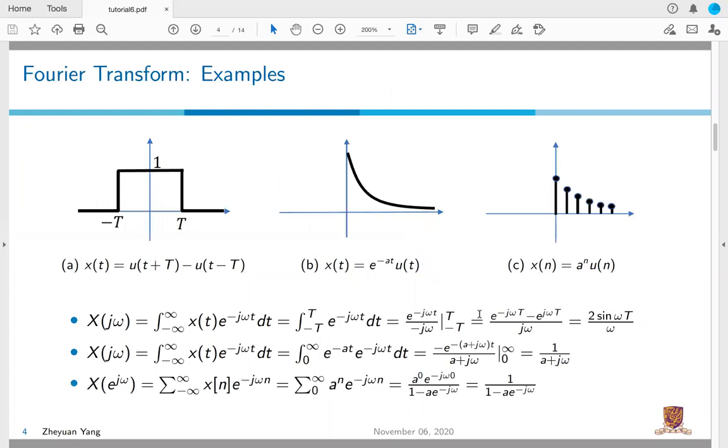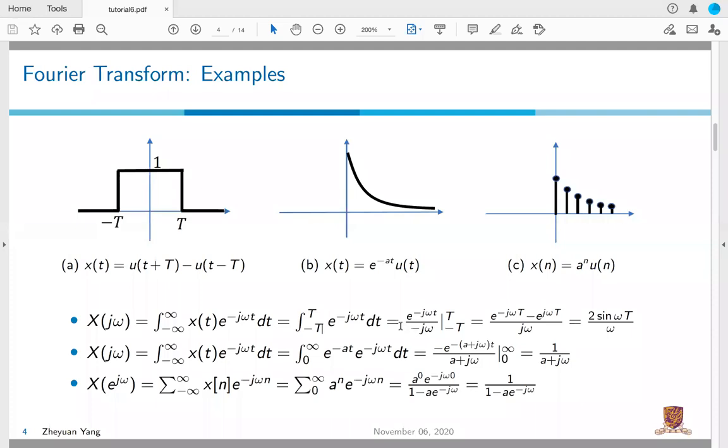So let's see some examples. The first one, the signal x(t), is this rectangular signal, equal to u(t+T) minus u(t−T). So it is a continuous time signal. We do the continuous time Fourier transform, using this equation. Since it only has value from minus T to T, we change the integral to be from minus T to T, and the value is 1. So 1 times e to the power minus jωt.